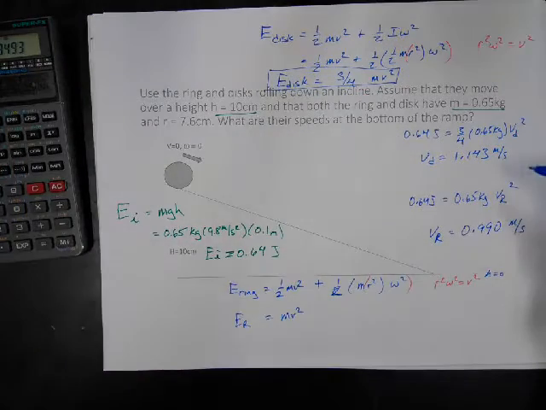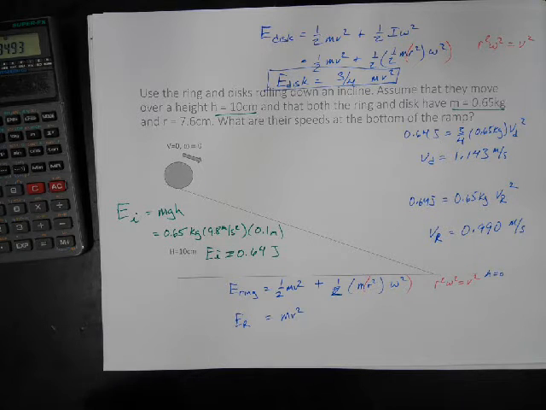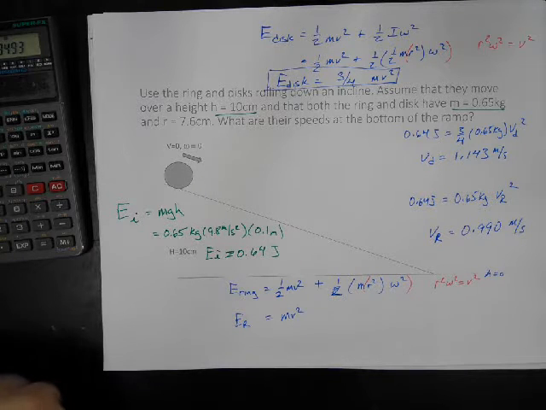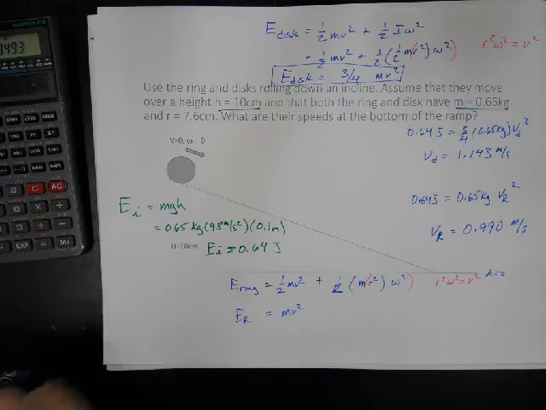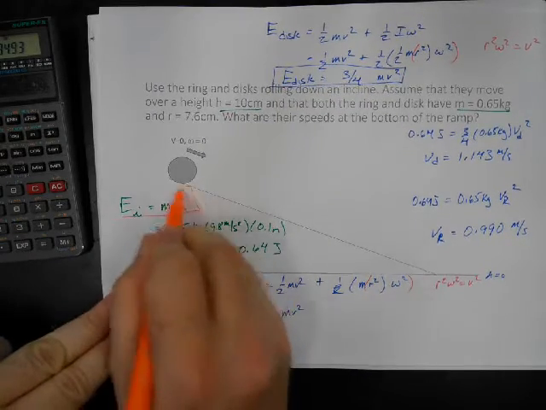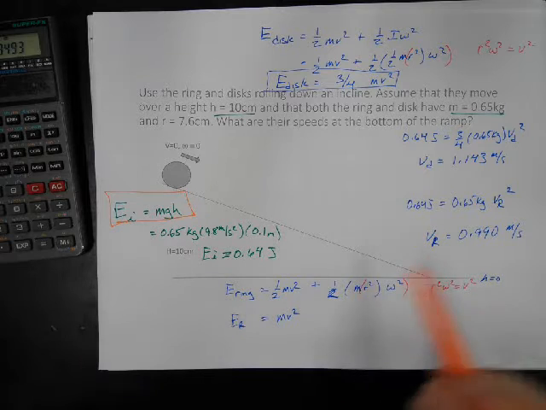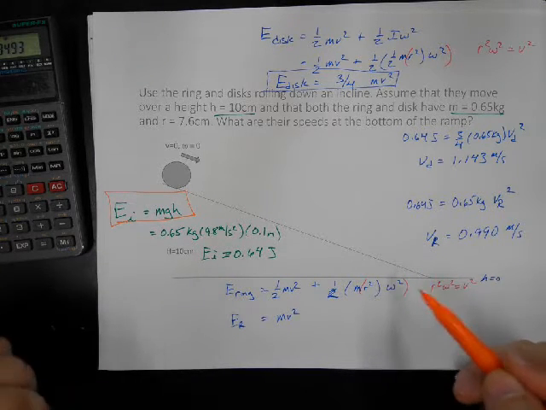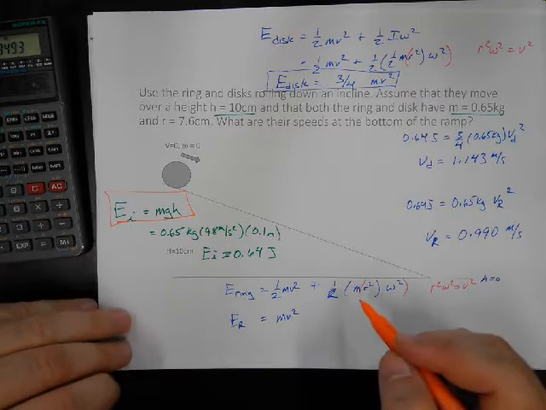That's what we get. The disk was a little bit faster than the ring, and so it got to the bottom of the ramp first. So that's how we are going to attack problems where something is rolling. You're going to go through the problem and find the initial energy somewhere where you know the energy. And then you're going to find the energy at the point where you care what the velocity is or what the rotation speed is. And you're going to solve for the thing you don't know.